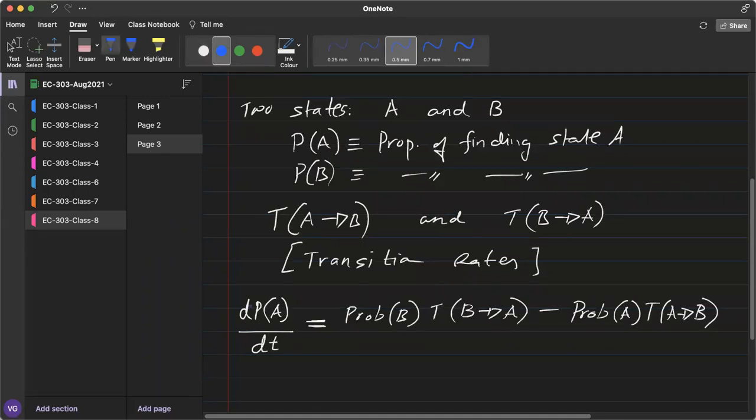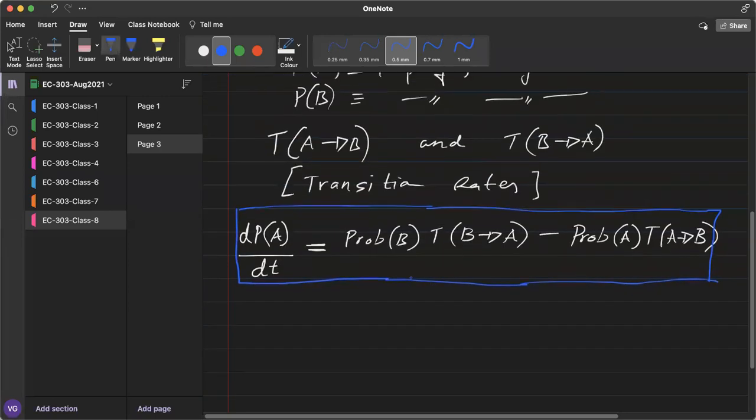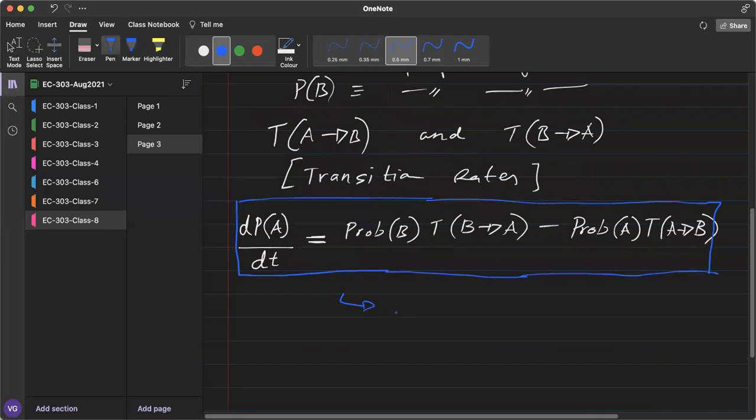Is everyone happy with this? A very intuitive expression. This is called the master equation. The master equation for PA. The master equation basically tells the flow of the probability densities. Is everyone fine with this?